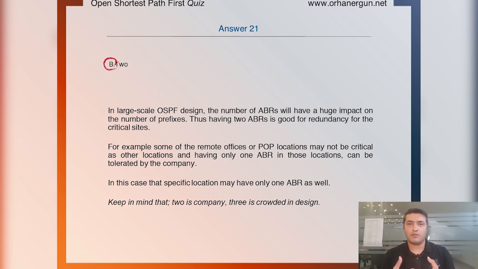Some sites, because an extra router brings extra configuration, extra management, extra troubleshooting, operation, extra capex. You need to buy this. Nobody will give you free routers. If they give you, just send to me and we can use them in the office, okay? So that's the point. But definitely 2 is company, 3 is crowded. 1 might be okay on your network for some locations, non-critical sites. But here the question says redundancy in mind. That's why the answer is 2.